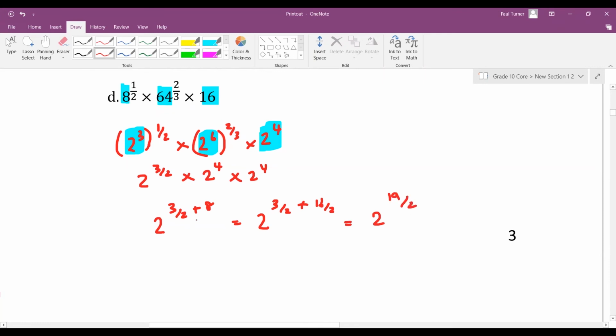So you can do that in your calculator anyway, but you should write your answer out as a fraction. So don't write a decimal here. Keep it in that form there. So that's your answer there: 2 power 19 on 2 for that one. So copy that down if you're copying.